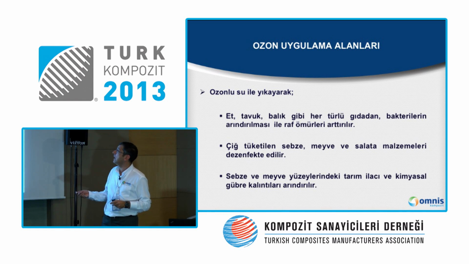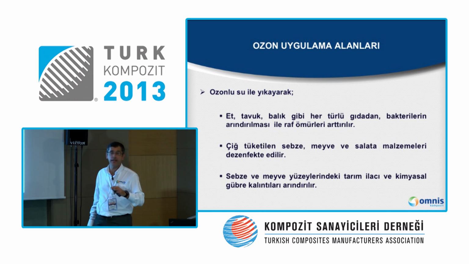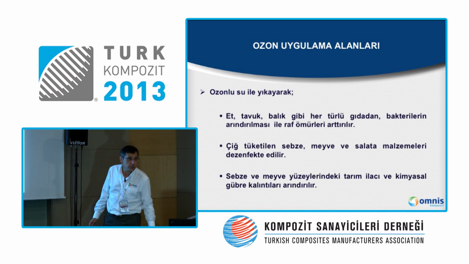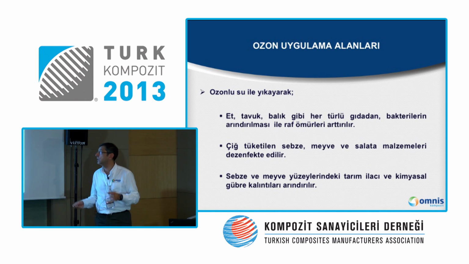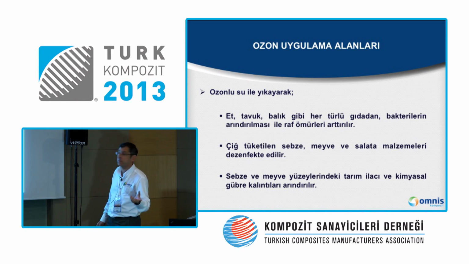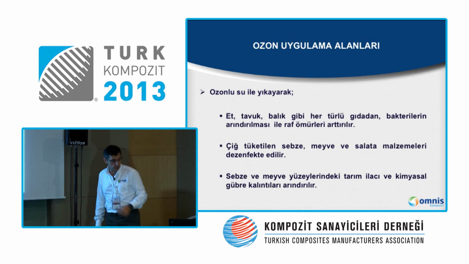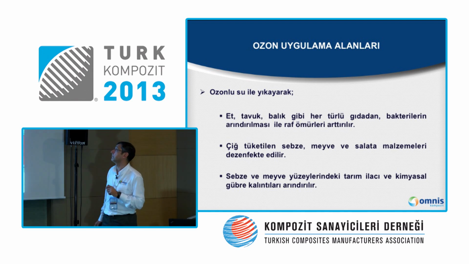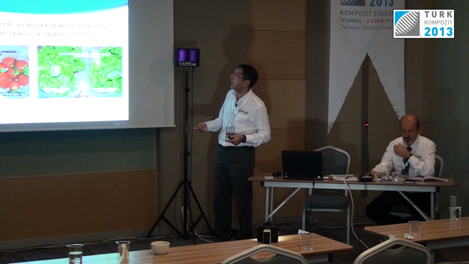So, by using ozone water, flesh, meat, chicken, fish, any type of food like that has a longer shelf life. The vegetables, fruits, and salad materials can be disinfected because we are consuming them raw. So it also prevents the vegetables or fruits from rotting, and it also removes the chemical fertilizers or pesticides that are over the fruits and vegetables.